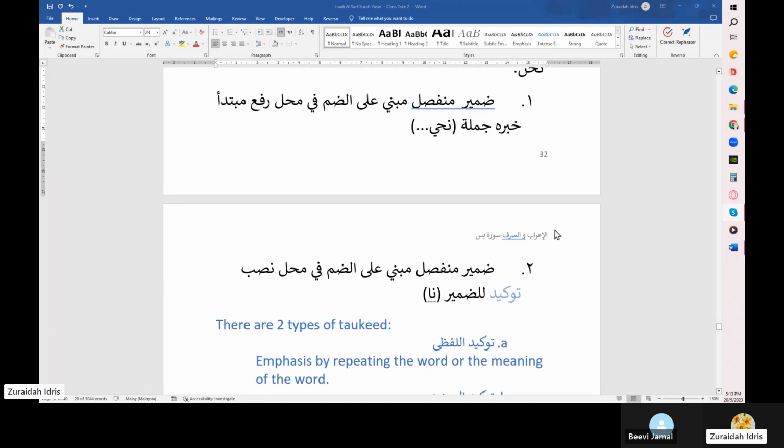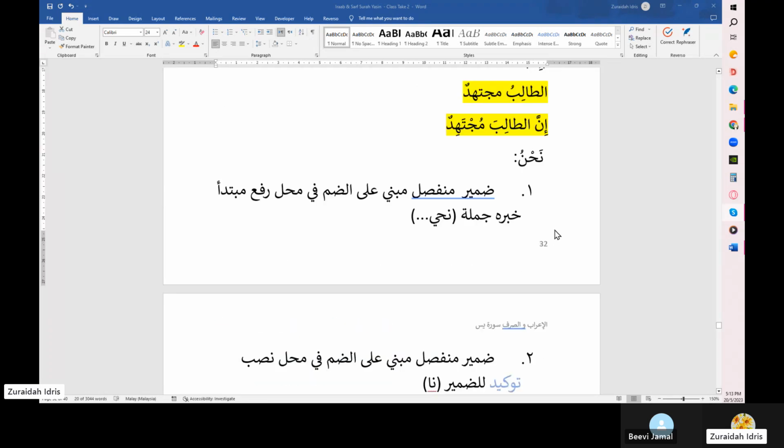We said there were three ways of looking at nahnu. One is as an independent damir, damirun munfasilun. Munfasil here is from family 7, extra alif, extra noon. And as you know, there are no passives in family 7 because it is itself already passive. So munfasil here means the damir that was made independent or made separated.